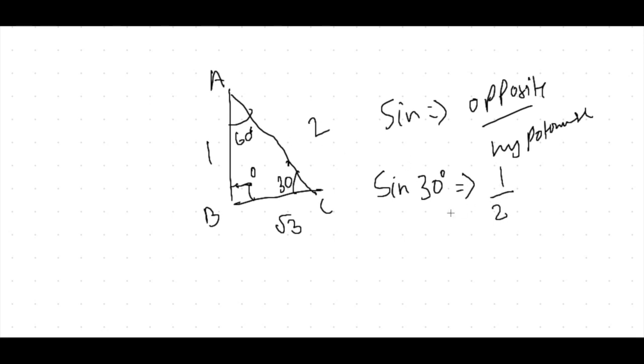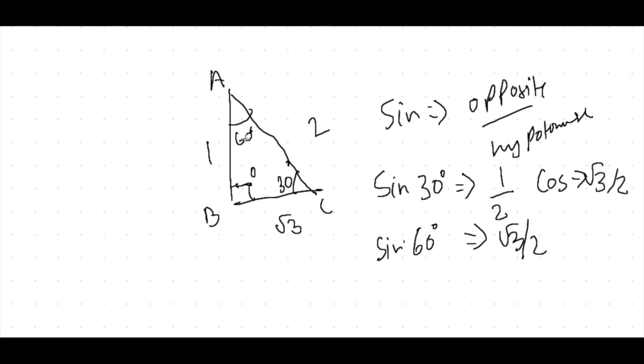So sine 30 would be 1 by 2, and similarly sine 60 would be opposite over hypotenuse, which is root 3 over 2. And for cos, as you know, cos is adjacent by hypotenuse, so cos 30 would be root 3 over 2, and cos 60 would be 1 by 2.